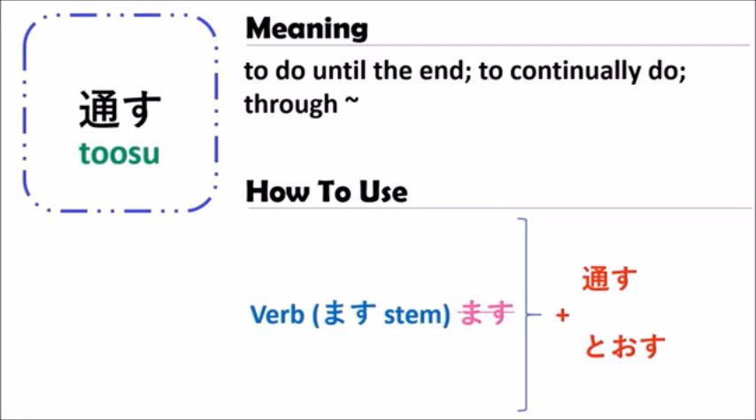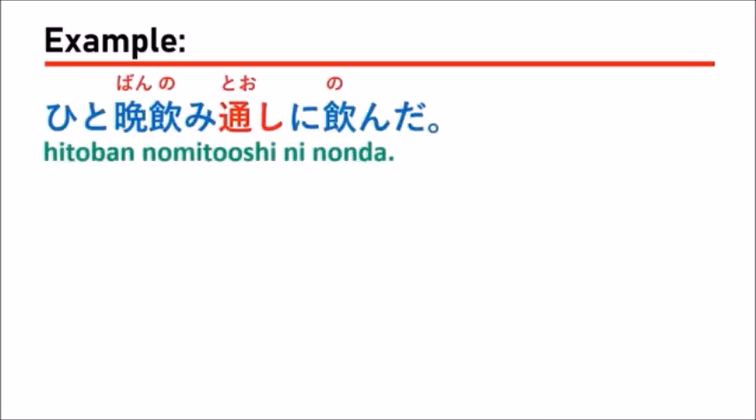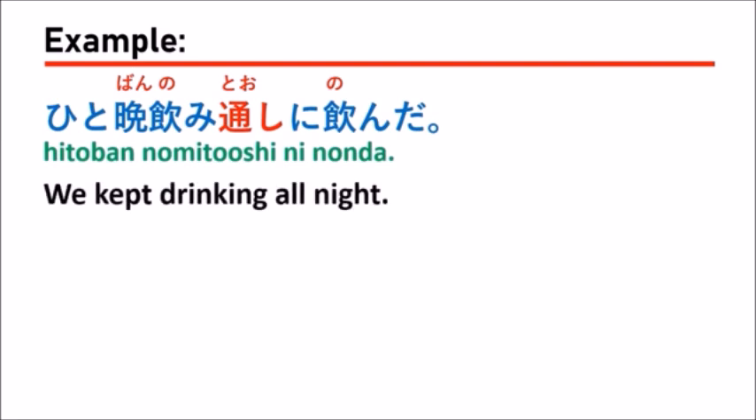So next, to make sure that we understand well how to use the grammar of tosu, we are going to see some examples together. Our first example says, Hitoban nomi toshi ni nonda, which means in English, we kept drinking all night.